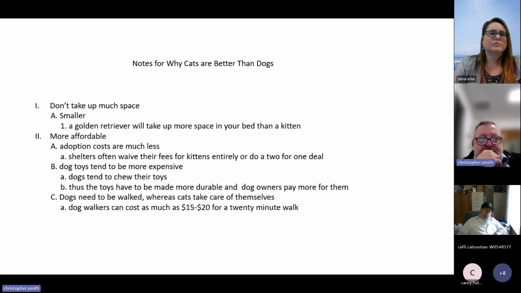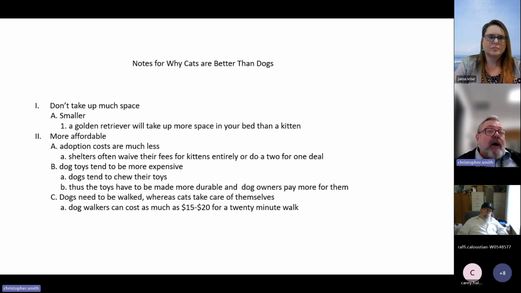B, dog toys tend to be more expensive. 1, dogs tend to chew their toys. 2, thus the toys have to be made more durable, and dog owners pay more for them. And C, dogs need to be walked, whereas cats can take care of themselves. And one example of that is dog walkers can cost as much as $15 to $20 for a 20-minute walk.